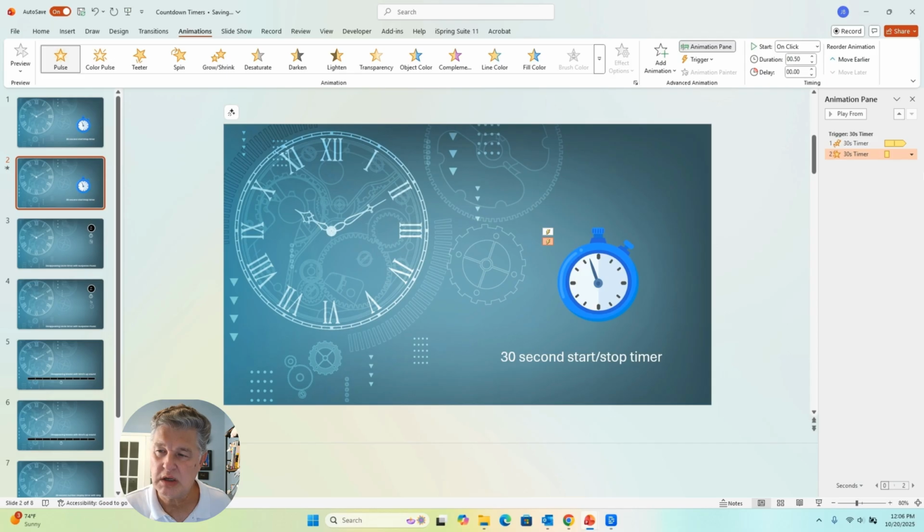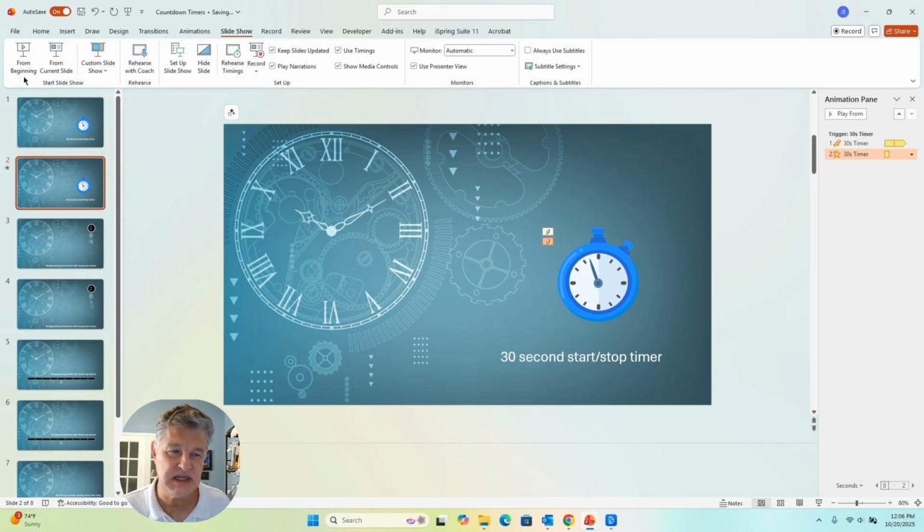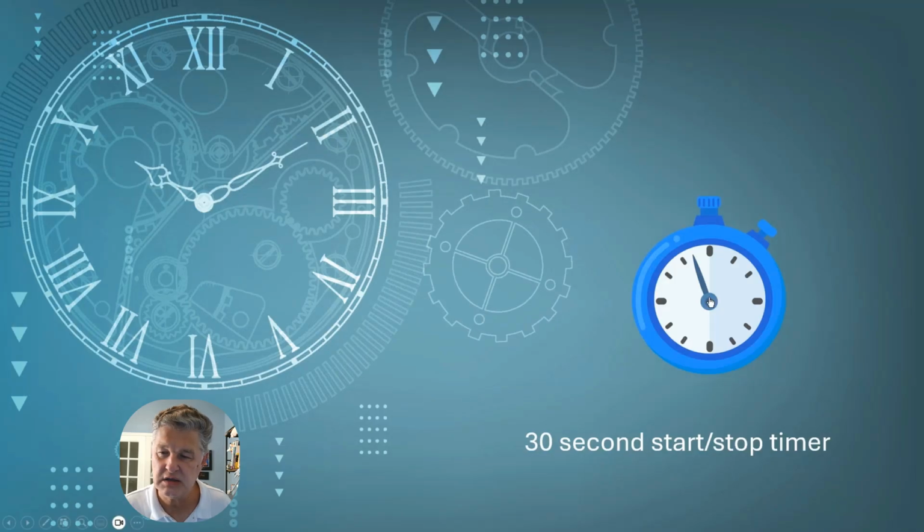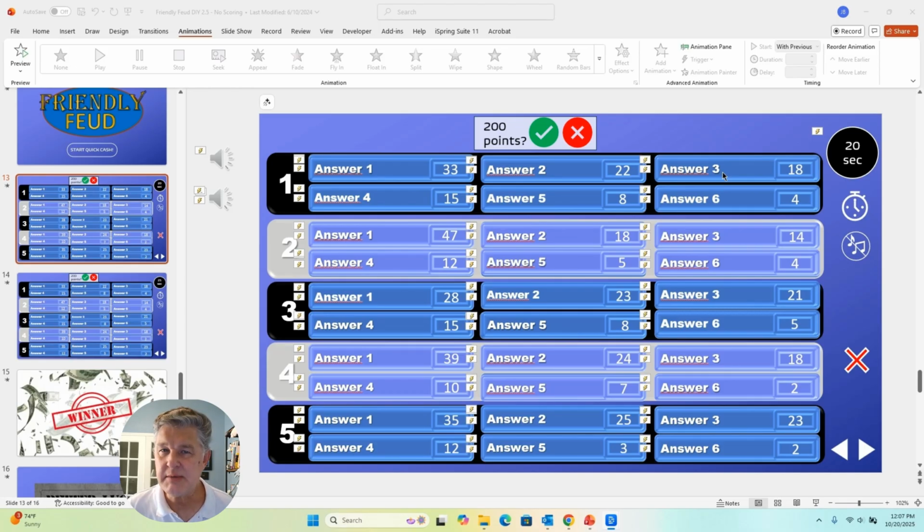So now when I put it into slideshow mode, you will see from current slide, there it is. There's the animation, there's the sound. If I want to stop it before it's done, or I want to stop it at any time, click, it's done. That's it.